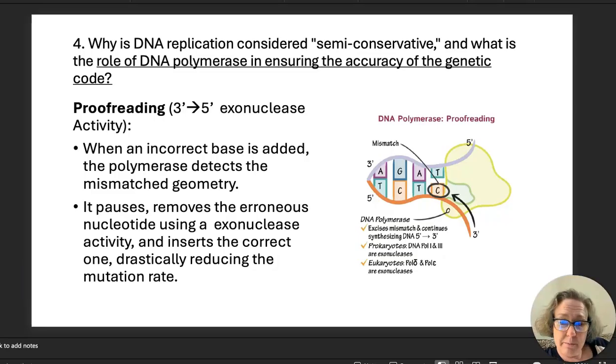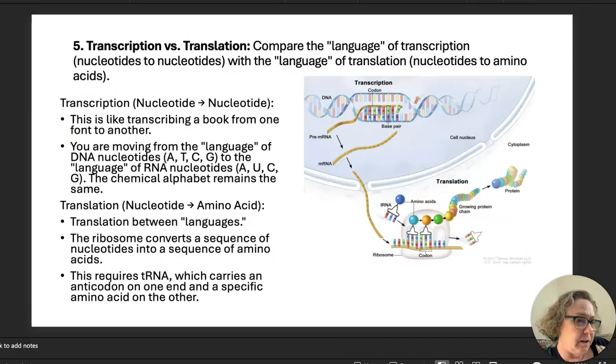Okay, so DNA polymerase has two things that it does, two jobs. So this question has three parts: the semi-conservative and the two parts of DNA polymerase.